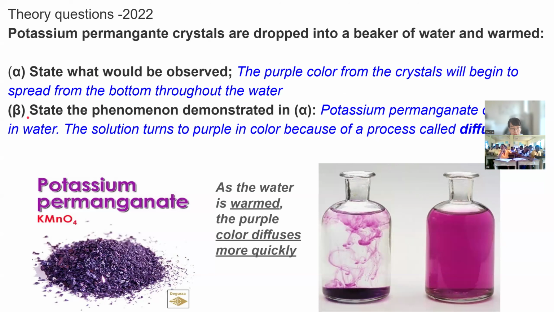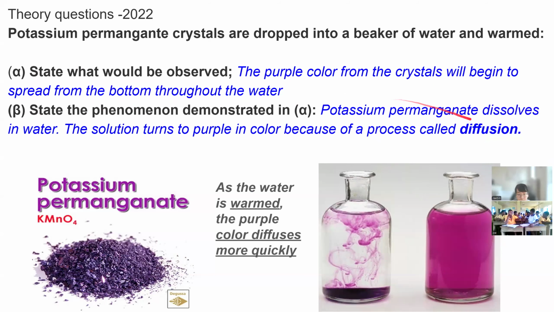Part B asks us to state the phenomenon demonstrated in A. Well, potassium permanganate dissolves in water and it tends to spread out. Again, potassium permanganate is a great way to show this process because it is colored purple and you can see it spread out. And this process we learned was diffusion.